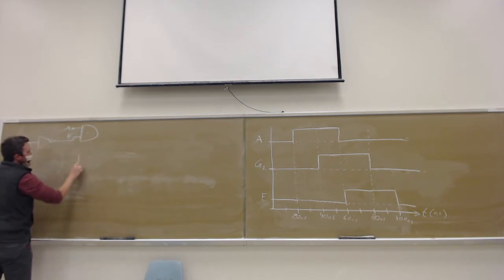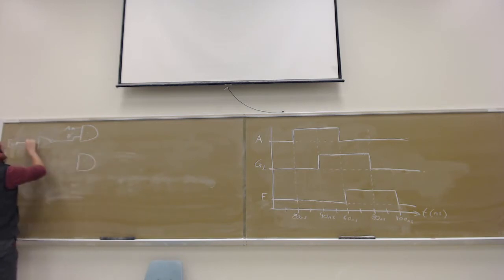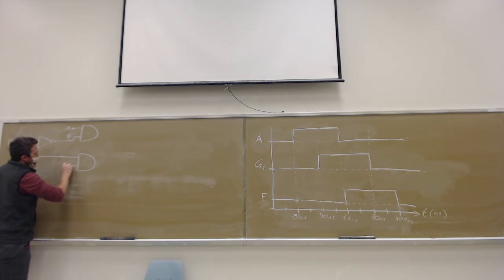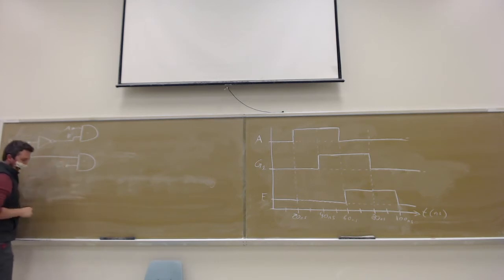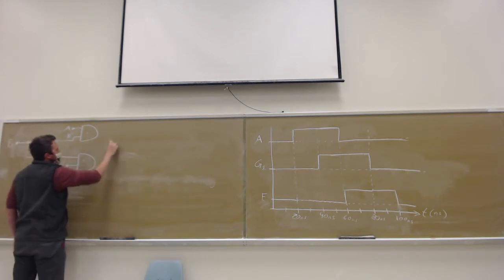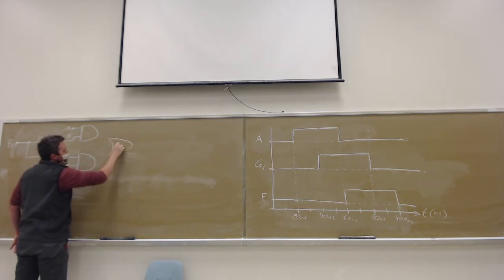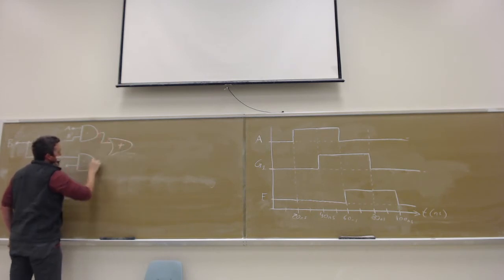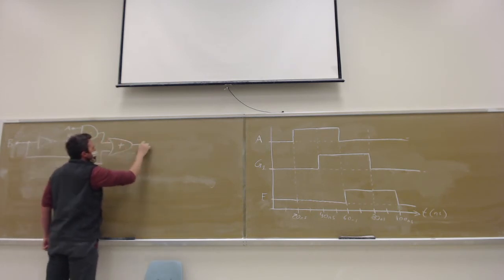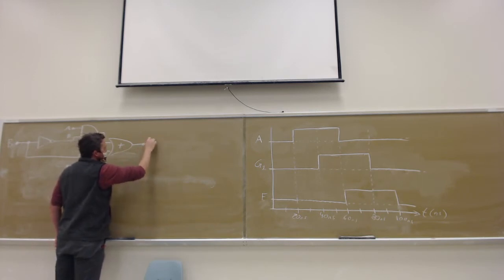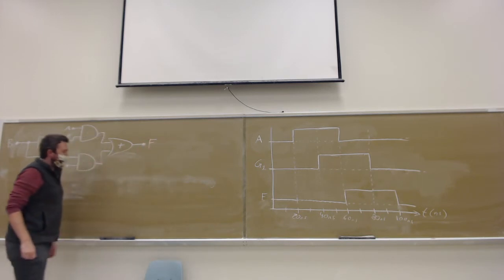And there's another AND gate, which takes B and another input C, and they feed into an output F through an OR gate.